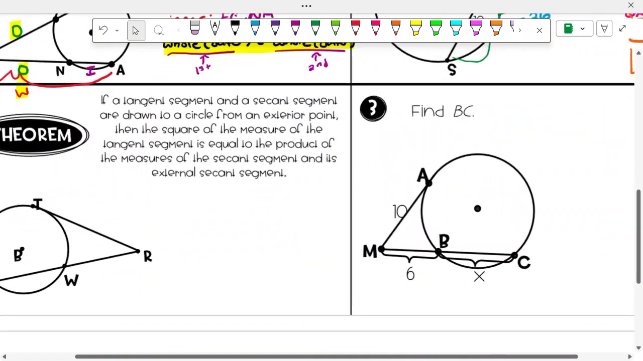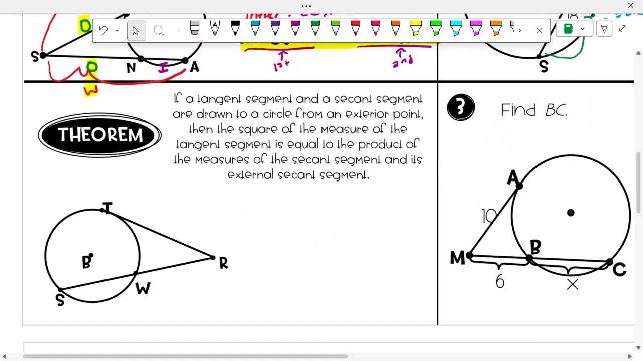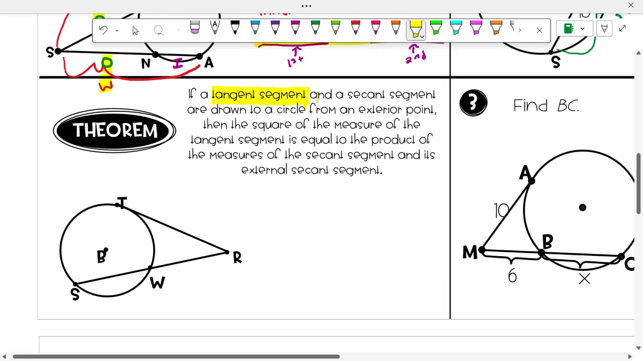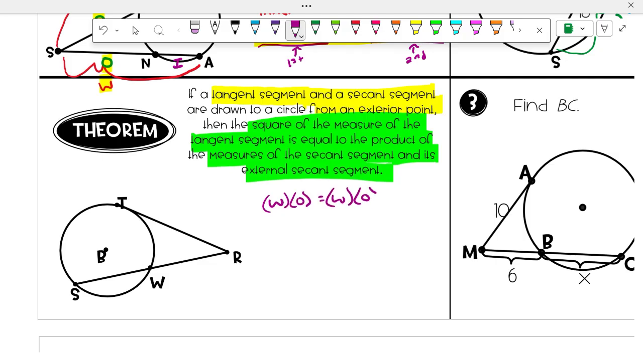The last one we're going to do, and then we'll go on break, is tangent secant. Very similar to secant secant, so kind of the same thought process. This states that if a tangent segment and a secant segment are drawn in a circle from the same exterior point, then the square of the measure of the tangent segment is equal to the product of the measures of the secant segment and its external segment. This is literally just another way of saying whole times outer is equal to whole times outer. It's still that same process.